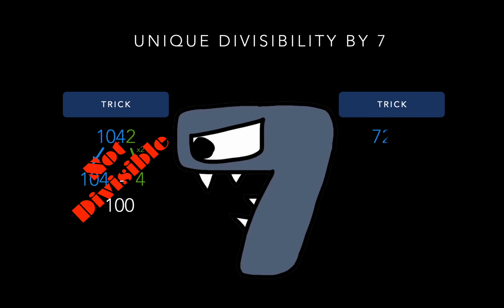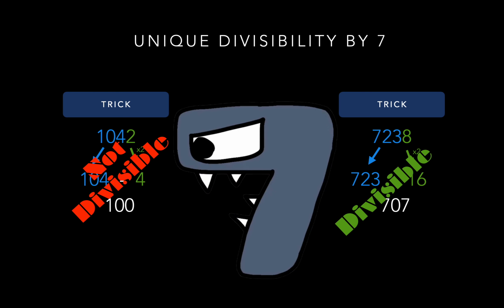Let's look at another example. 7,238. So we move 723 down and then multiply 8 times 2. Subtract them. We get 707. And again, we can stop early because we know 707 is easily divisible by 7. It's just 101. So we can stop here and figure out that it's divisible. However, you can still continue with this trick if you really want to double check and make sure you're right.